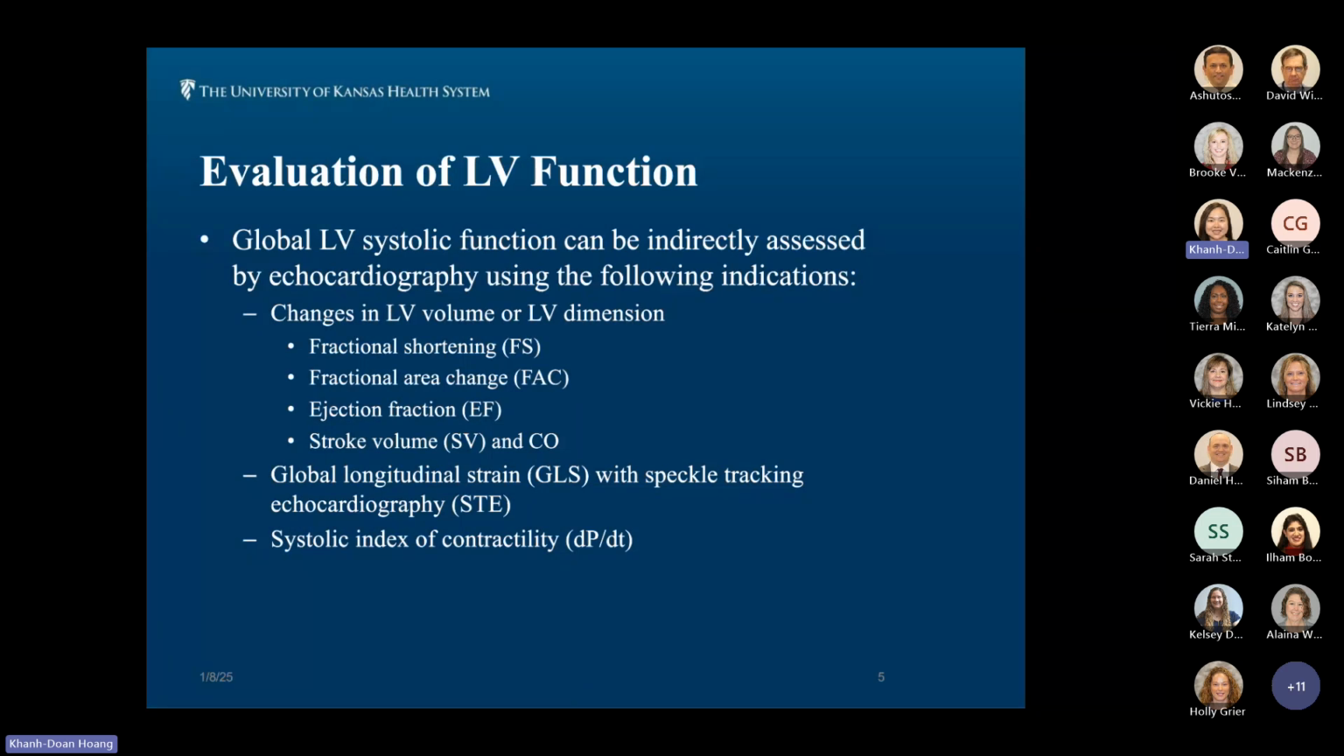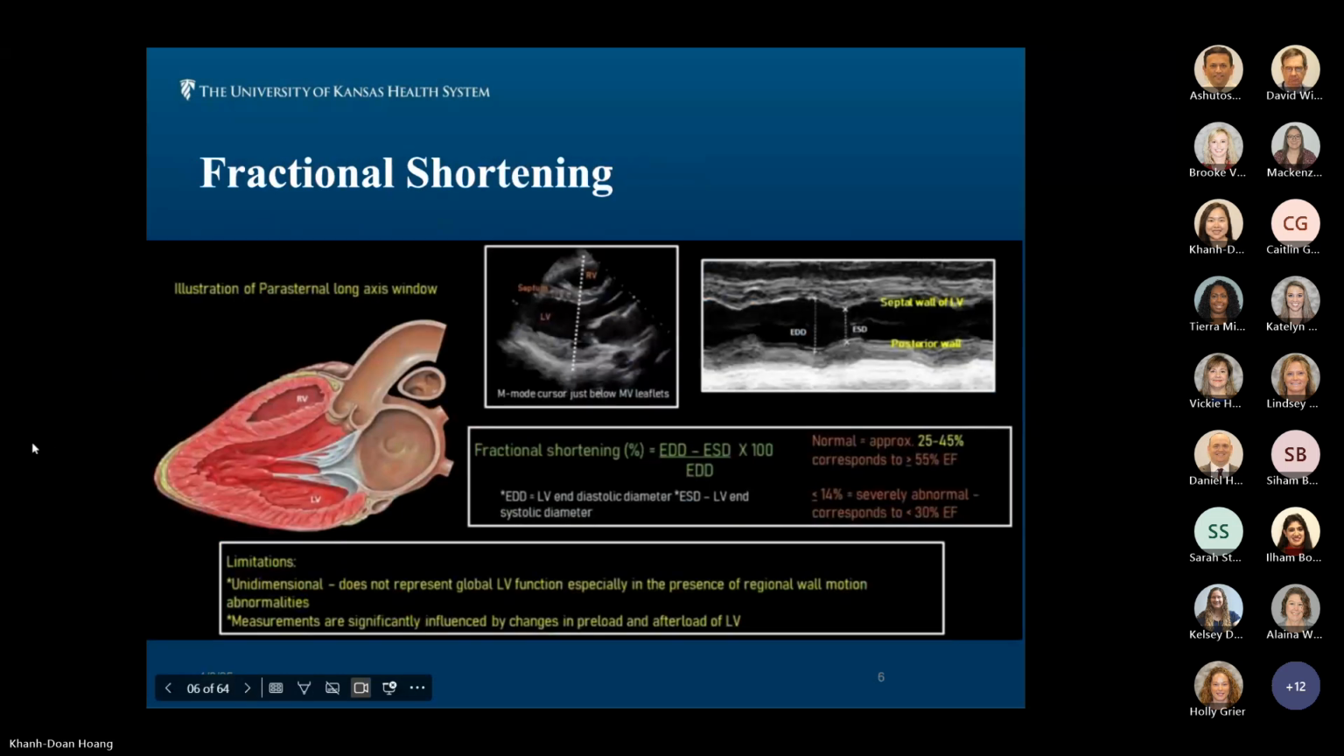And left ventricular systolic function can be evaluated by echo in a lot of different ways, and we'll try to cover most of them today. Fractional shortening is one of the earliest ways to evaluate systolic function. It measures how much your LV cavity gets smaller with every contraction, and it technically gives us a ballpark of your ejection fraction.